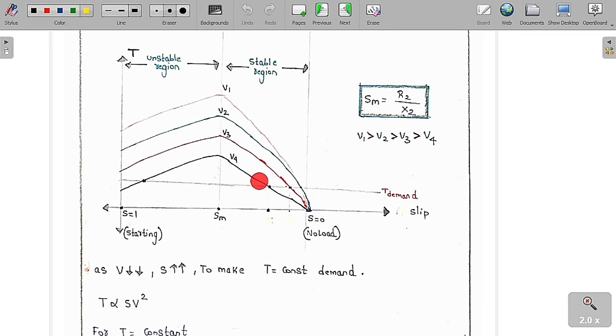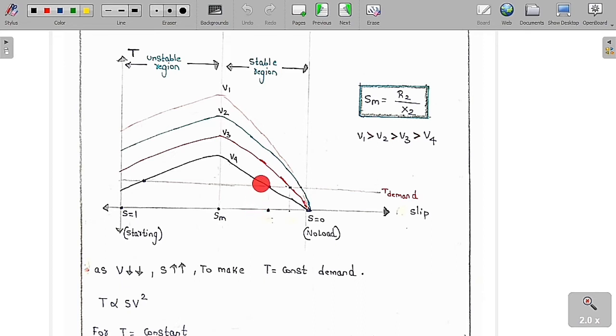See, why it is called a stable region, I will explain here. Suppose you take some point here. Suppose I have added the load here. Suppose it is rotating at some speed and I have added extra load. As the load is increased, speed will decrease. Speed will decrease means the slip will increase. So slip will increase means this point will go to here. So here the torque is very high now.